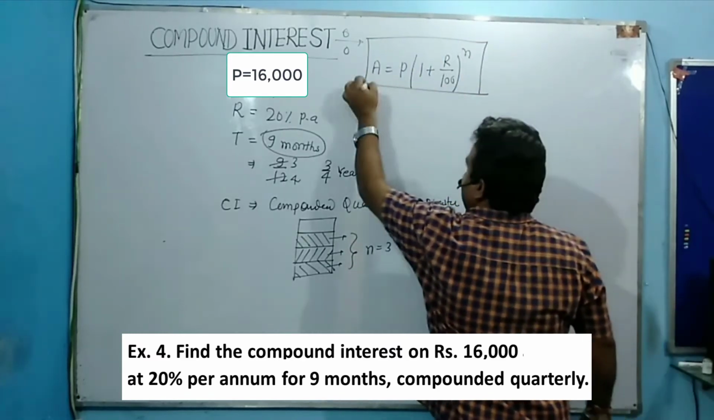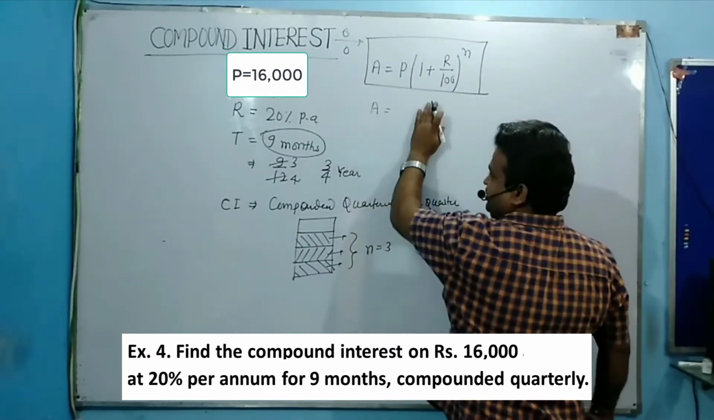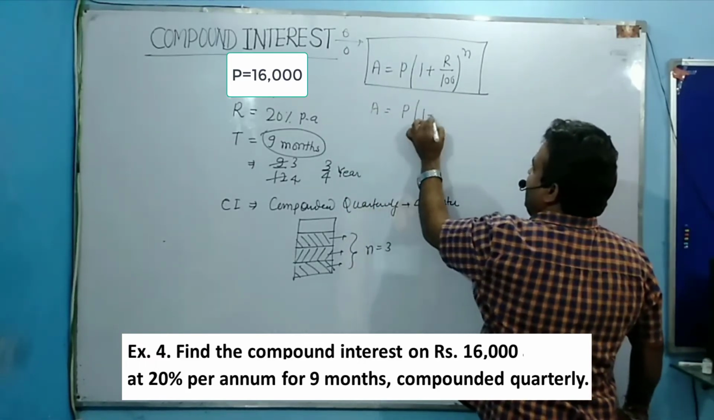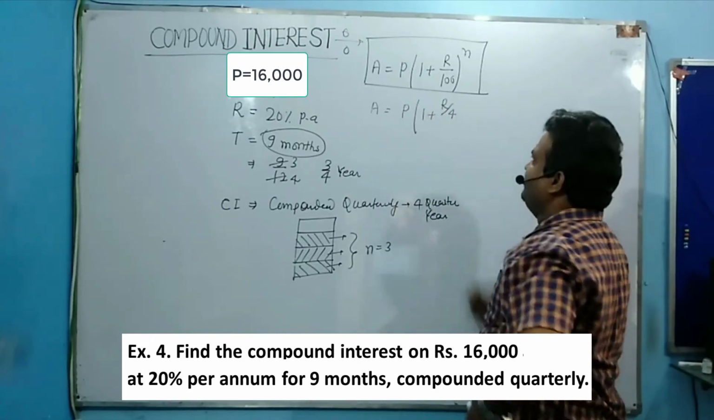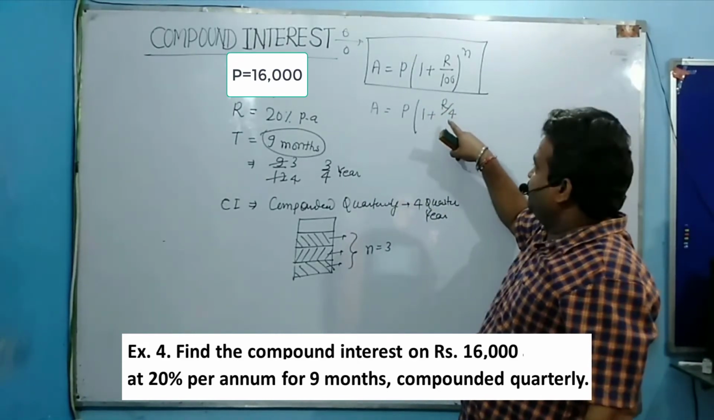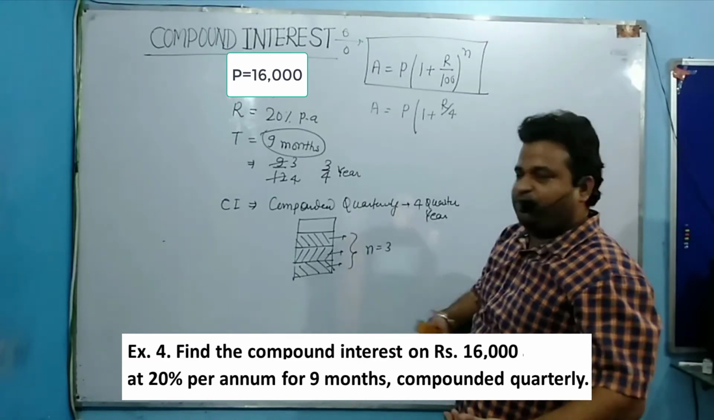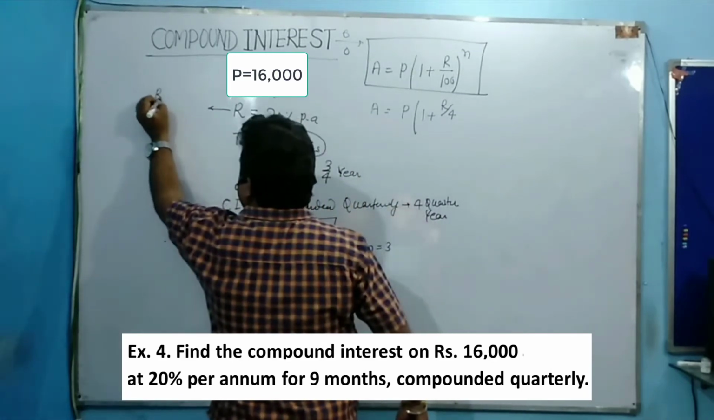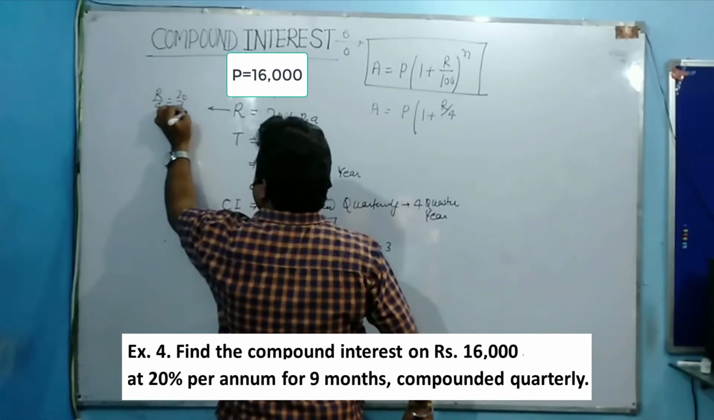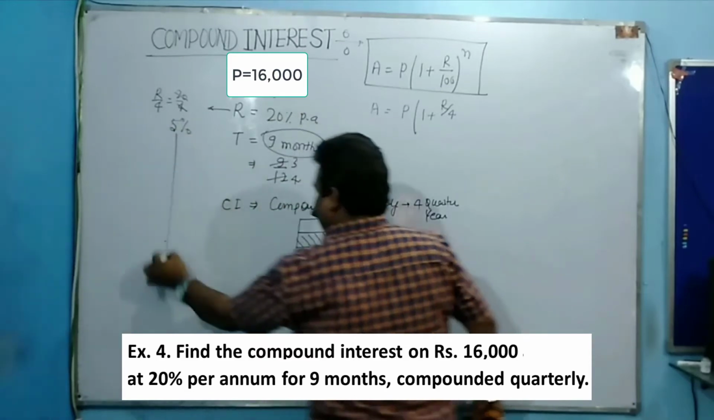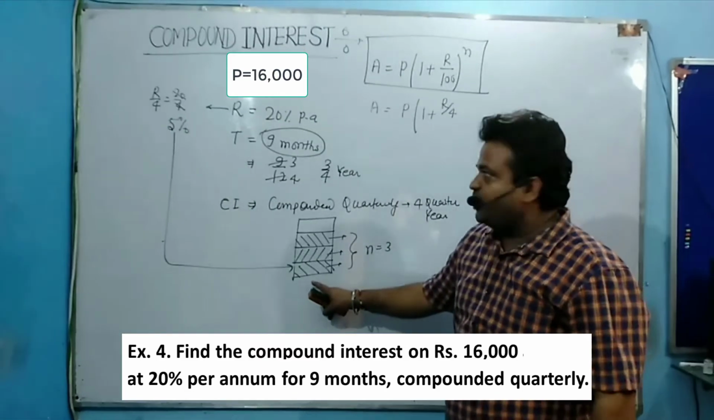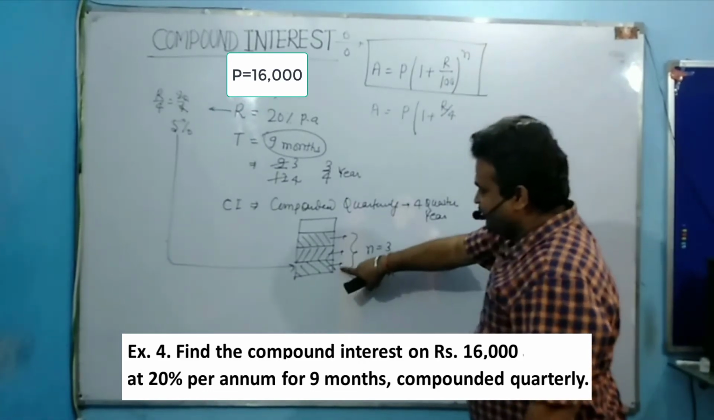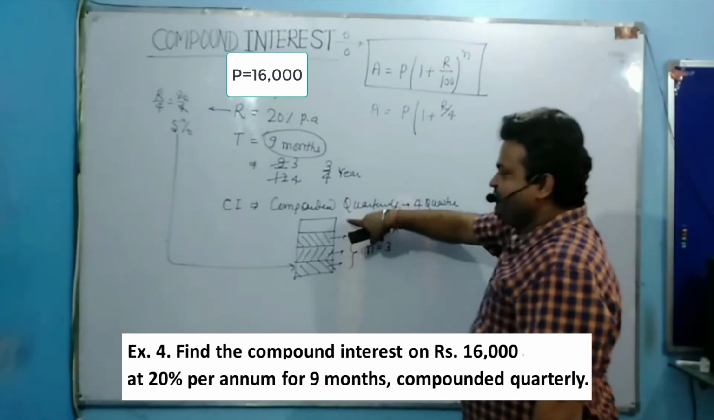Now, how do you modify this equation for this particular question? My R value is divided by 4. Why am I dividing this R value by 4? Because you need to calculate the rate for every 3 months. Since my R is 20 and it is compounded quarterly, it means 20 by 4, that means 5% for every 3 months. For every quarter, my interest rate is 5%. That's why I am dividing this. So 5% for this, 5% for this, 5% for this, and 5% for this.